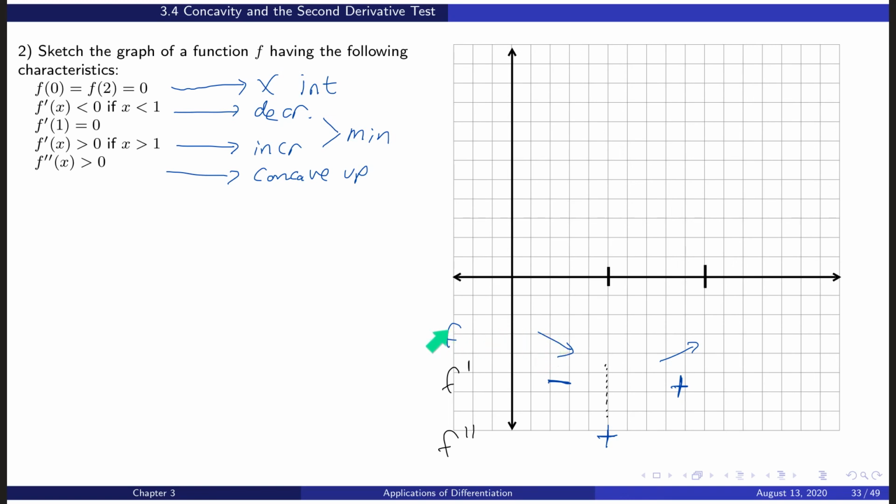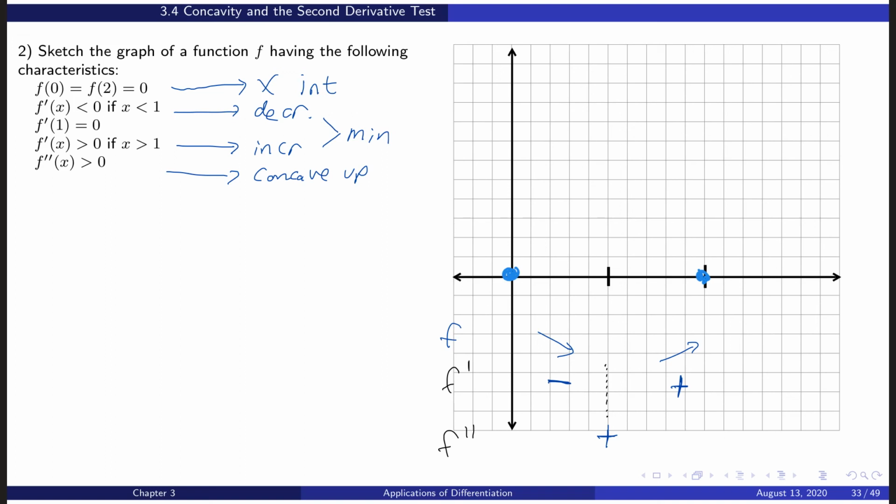First derivative, the function is decreasing and then increasing because the first derivative is negative when x is less than 1. First derivative is positive when x is greater than 1. And the first derivative at 1 is 0. So there's a horizontal tangent at 1. We have roots at 0 and 2, so I can put those down. Root at 0 and 2.